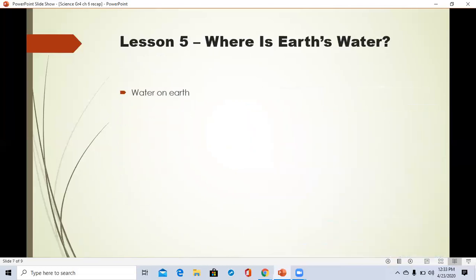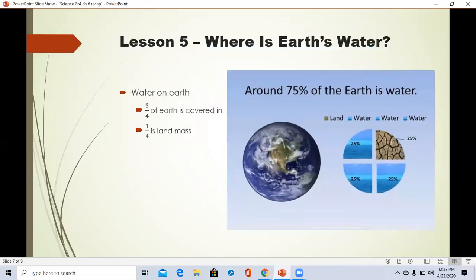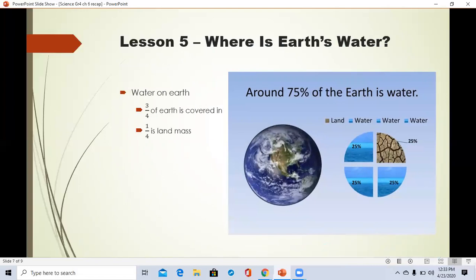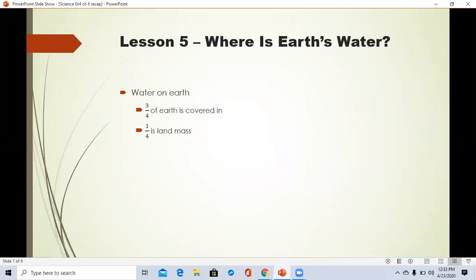Lesson number 5, where is Earth's water? Water on Earth, we know that 3/4 of Earth's surface is covered in water and 1/4 is land mass. So if we represented it like this, we can see that that's why it's the blue planet. So 3/4, or 3 parts, of the Earth's surface is covered in water. So 97% of it is salt water, and only 3%, which is a very small amount, is fresh water.